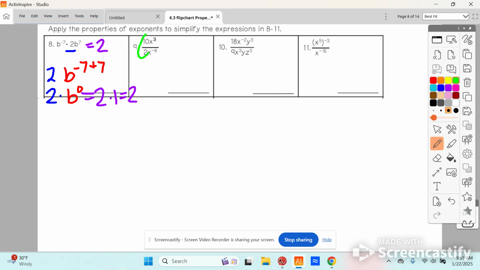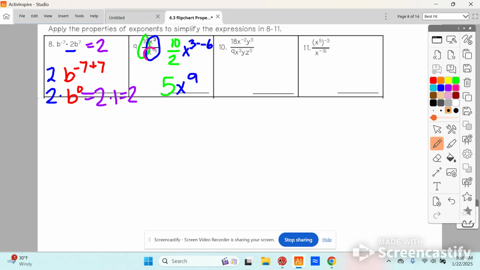Again, I'm going to separate my coefficients. I have 10 divided by 2, and I'm going to use my quotient of powers property and subtract. So I have x to the 3 minus negative 6. Yes, it's minus negative. And that's okay when I put that in my calculator. If I'm doing minus and negative, I'm doing the opposite of subtraction, so I'm actually adding them. 10 divided by 2 is 5, and then 3 minus negative 6 is 9. So I'd have 5x to the 9th power.